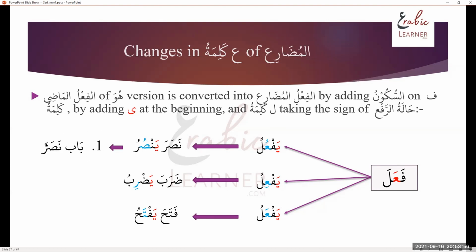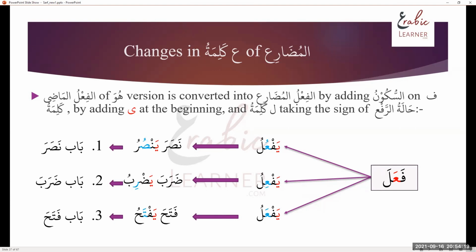Bab Nasara. What is this Bab? This is Bab Nasara. I have given the name of this Bab from the Maadhi version. This I will call Bab Daraba. This I will call Bab Fataha. Now, what is this Bab?